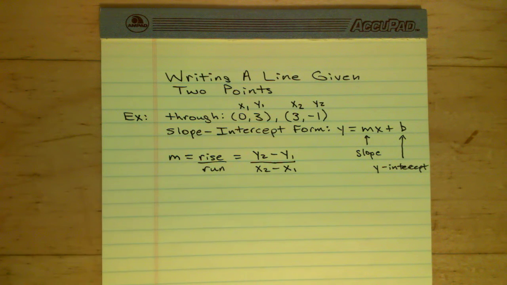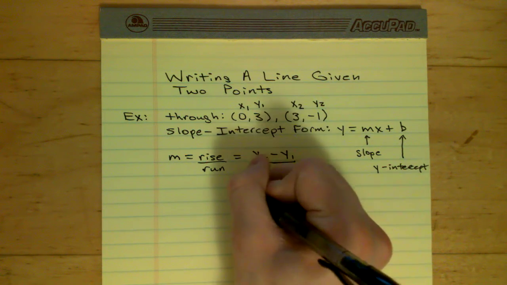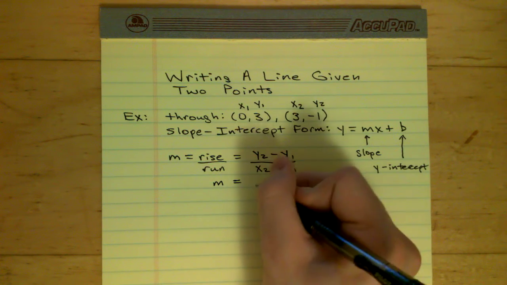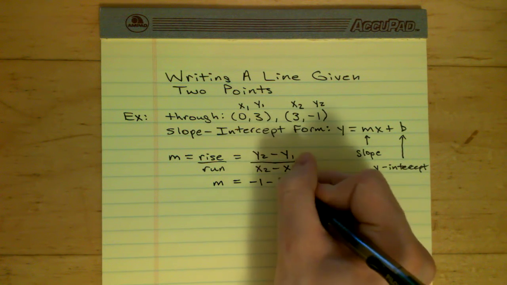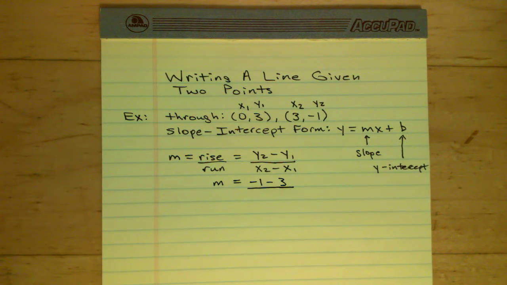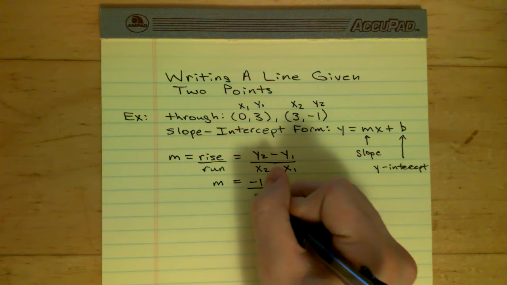Okay, so I'm going to take those 4 numbers and plug them directly into my slope equation. So I'm going to have m equals y2 minus y1. That's going to be -1 minus 3. On the bottom, I'm going to have my x coordinates. That's going to be 3 minus 0.